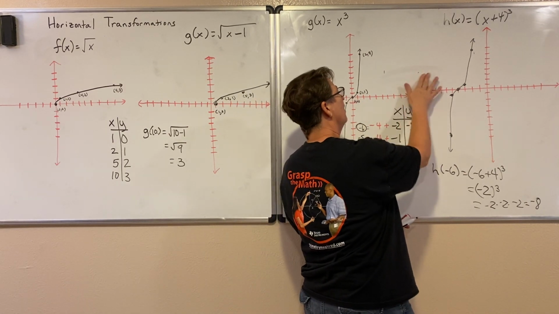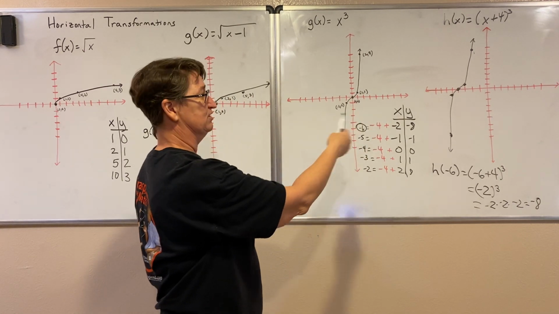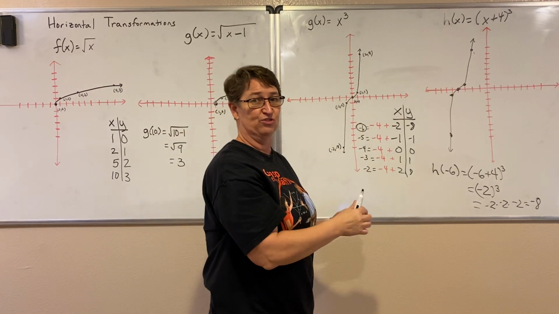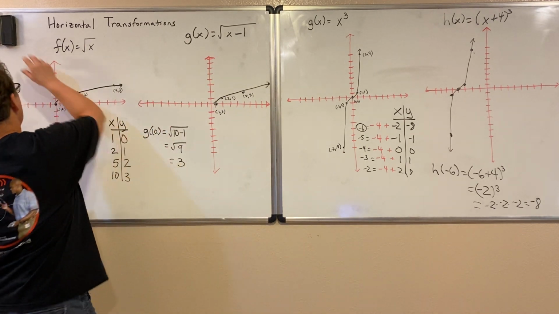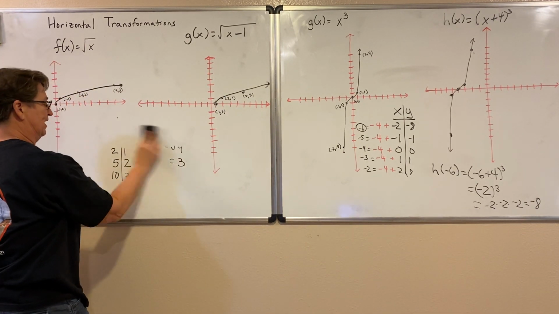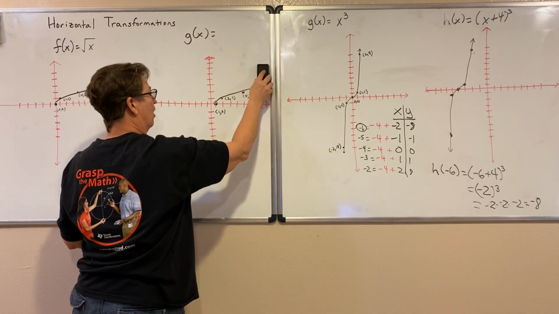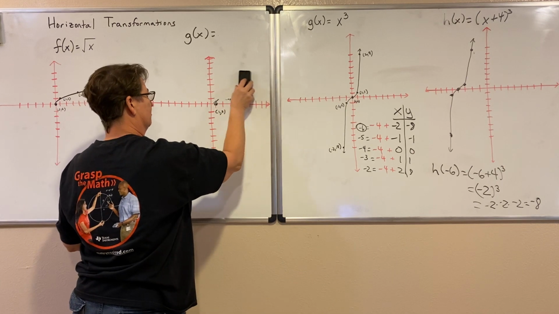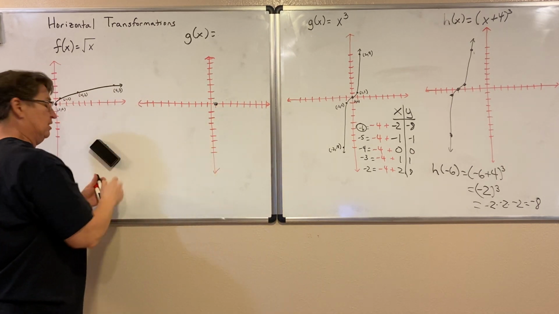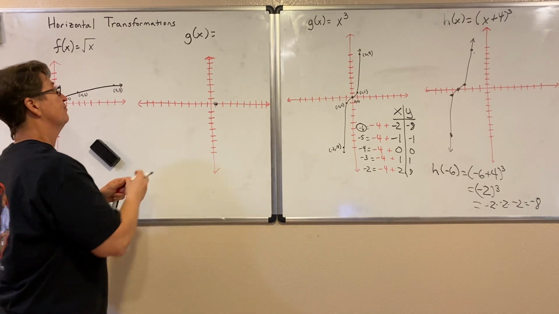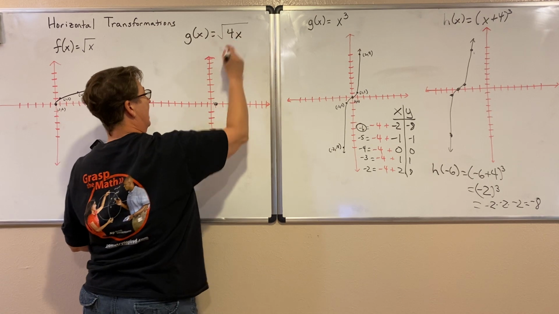So one horizontal transformation is this translation that just shifts it the opposite direction of what you think based upon what you're adding or subtracting. Another horizontal transformation is if we multiply our function by a number inside that function. So let's look at another example here. Let's take and do the square root of 4x.